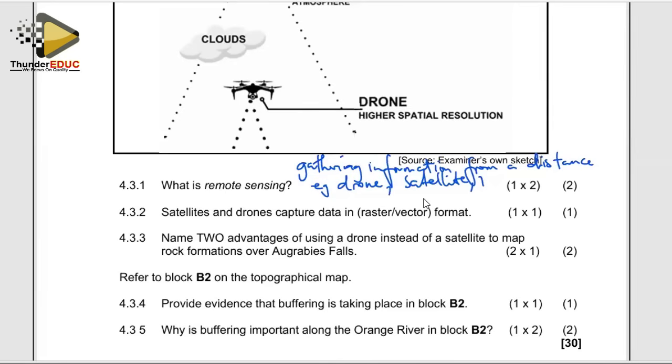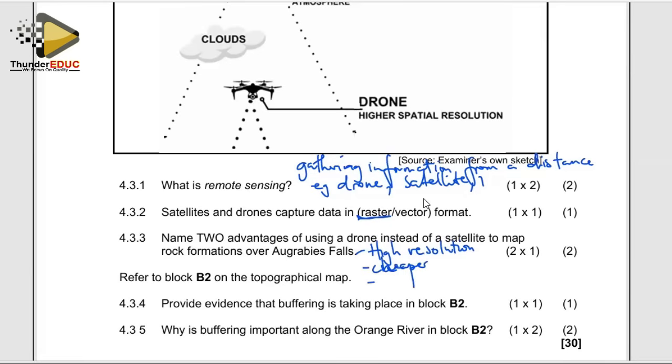Then it says satellites and drones capture data in what format? Is it raster or vector? They give us images, which are presented in pixels, so it's raster format. Name 2 advantages of using a drone instead of satellite to map rock formations over Agrabis. Right, if we use a drone, it is more advantageous compared to satellite images. One, it has high resolution. The images taken by the drone will be more visible compared to satellite images. And also, it's slightly cheaper.